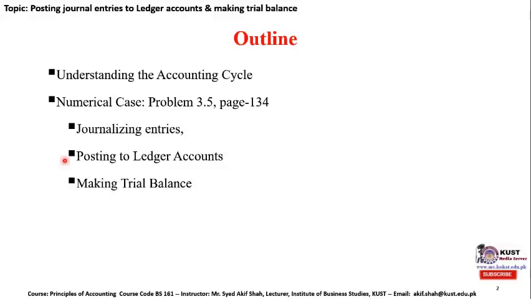So the important aspect is that we should not commit any mistake while journalizing the entries. Otherwise, our whole accounting cycle process will carry that mistake into the next step and then to the subsequent steps. And finally, we will have the error identified in the trial balance, because the trial balance will mismatch. So let's discuss today's numerical case and how to journalize, post those entries and then make a trial balance in that specific problem.